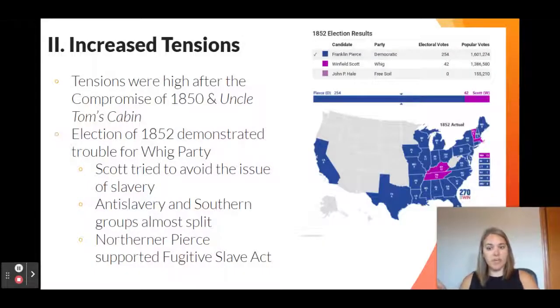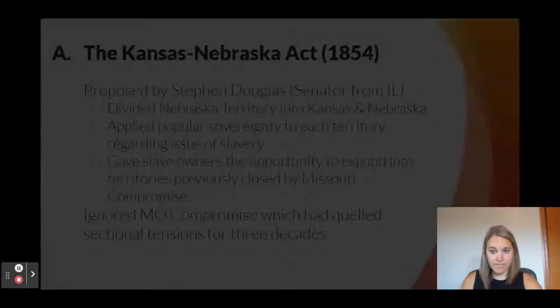So now moving forward, we have high tensions after the Compromise of 1850 with the Fugitive Slave Act, with growing anti-slavery and abolitionists, with things like Uncle Tom's Cabin being published. And so in the election of 1852, we see trouble developing for the Whig Party. The Whig Party has both pro-slavery and anti-slavery people who support the party. And so really what happens is in 1852, they are divided over who to support. And so Franklin Pierce, a Democrat, wins in the 1852 election.